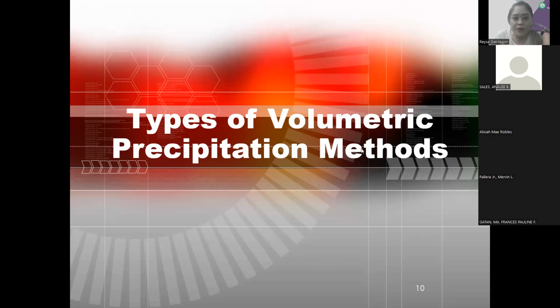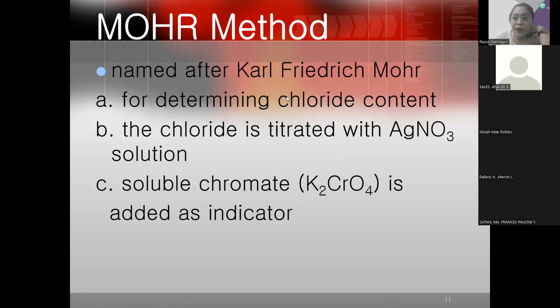So let us continue with the types of volumetric precipitation methods, starting with the Moore method. May mga type lang sila, depende kung direct or residual or indirect. And then depende din kung ano yung titrant and yung indicator na gagamitin. But the first one is called Moore method, which is named after Carl Friedrich Moore, the one who made this method. Now, when do we use the Moore method?